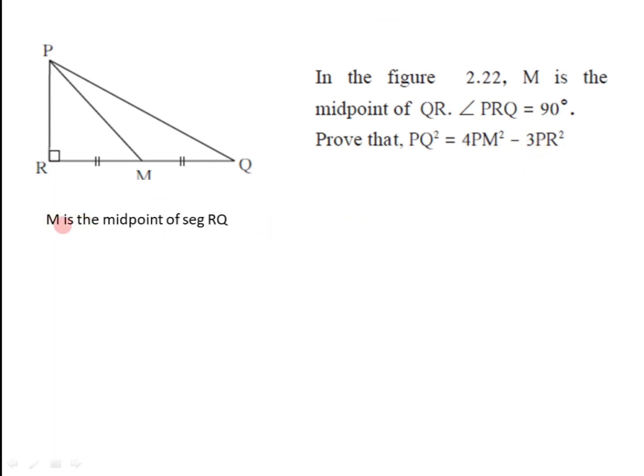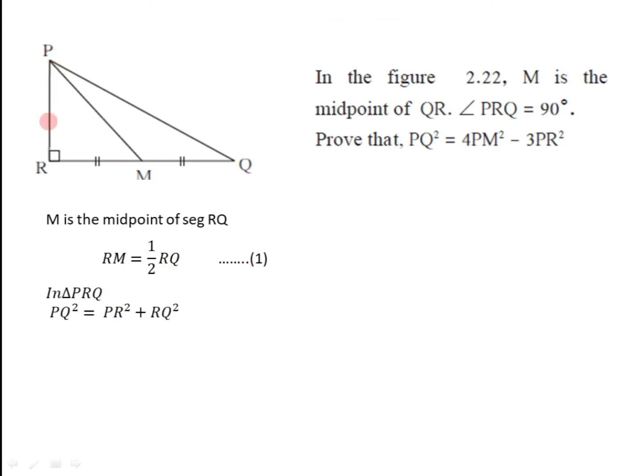Now we'll start with the given. Point M is the midpoint of segment RQ. So if M is the midpoint of segment RQ, we have the length of RM, which is half of RQ. Because M is a midpoint, that's why it makes two equal parts of segment QR. So we have RM is equal to 1/2 into QR. Now we'll call this as equation number 1.